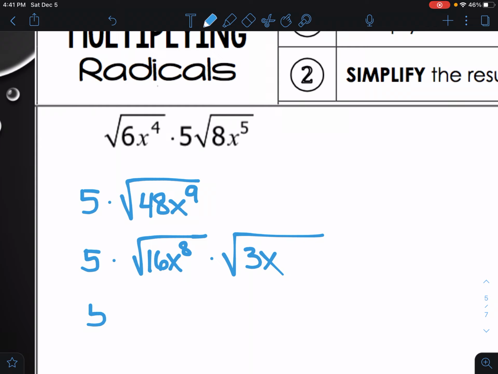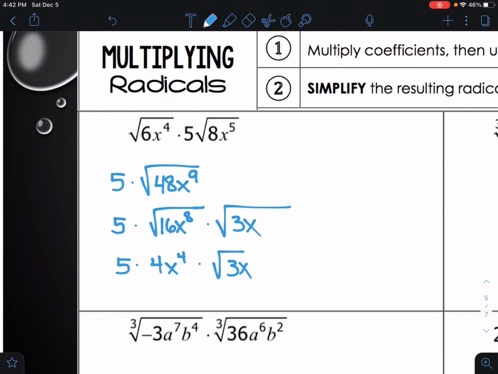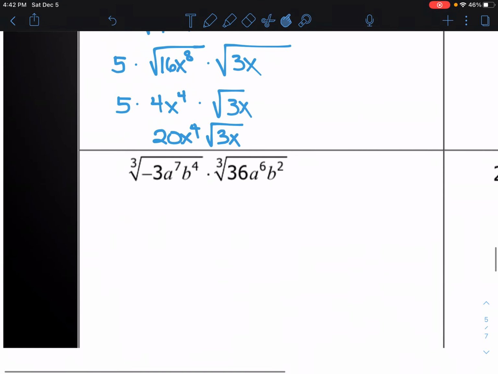Okay, so this would simplify to 4x. X to the 8th, taking the square root, so this would be x to the 4th. Dividing, remember, the exponent by the index. And now multiply what's in front there, and I get 20x to the 4th times the square root of 3x. Okay, so really the same thing that you saw before.